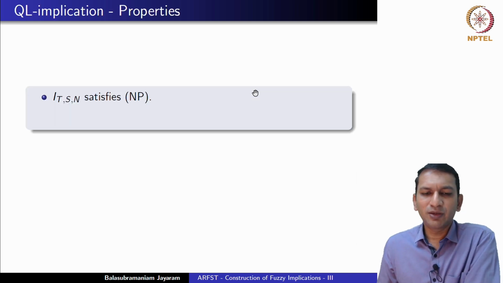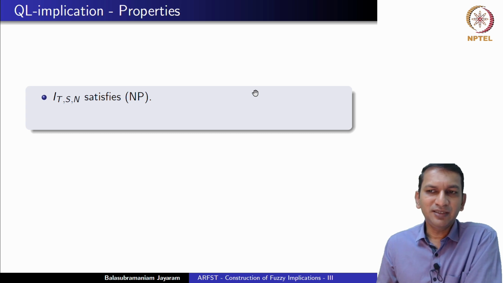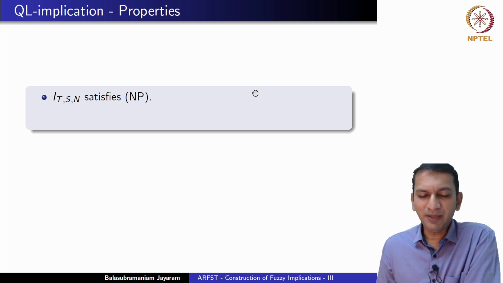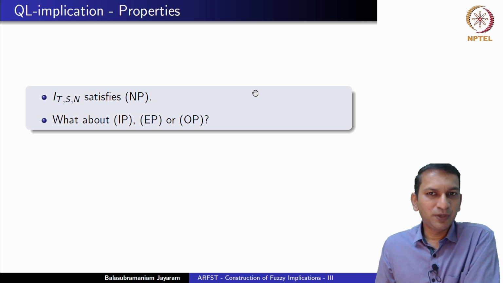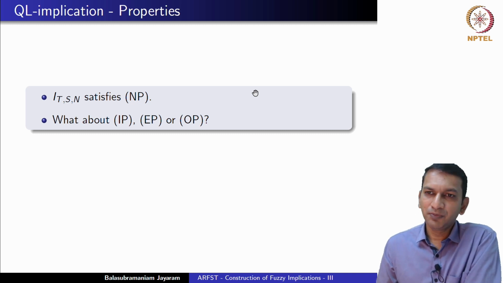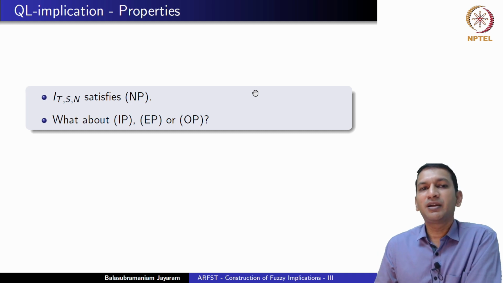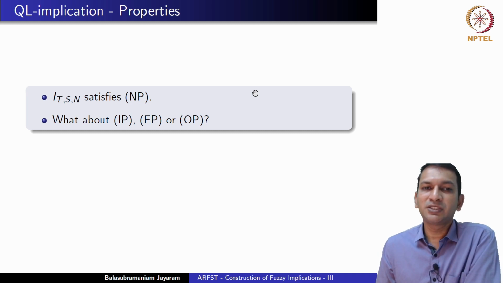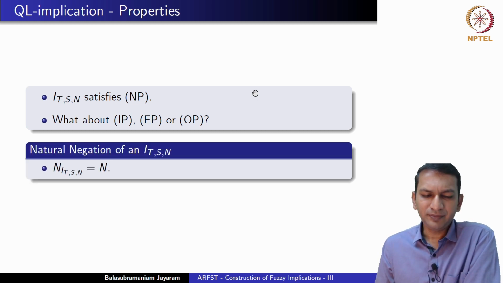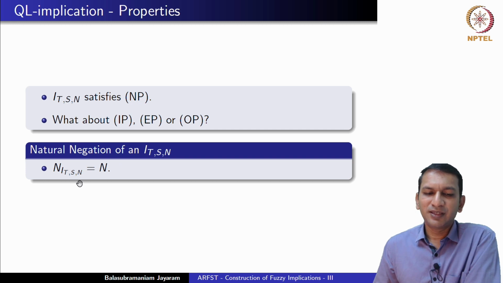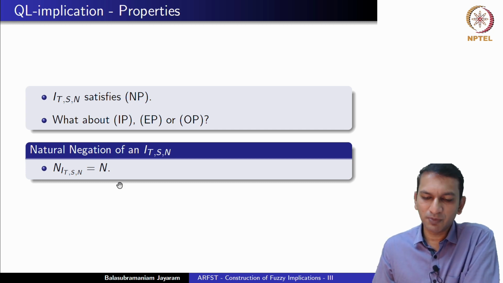So if you were to ask in general, what are the properties it satisfies? It is clear that QL implications will always satisfy NP. What about the other properties? Identity, exchange, and ordering principle. Once again, these are very tough questions. There are some sufficient conditions and necessary conditions. Such results do exist, but a complete characterization of QL implications satisfying these properties is as yet unknown. And it is also clear that the natural negation that you obtain from a QL operation is in fact the negation that you use to obtain the QL operation in the first place.